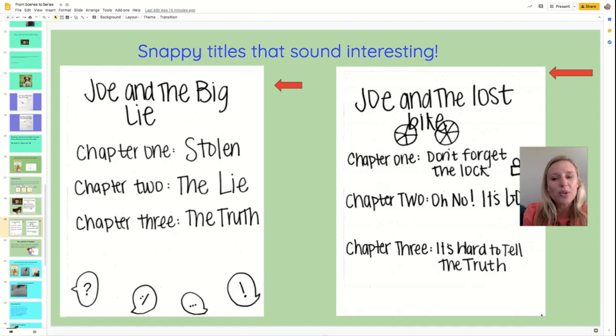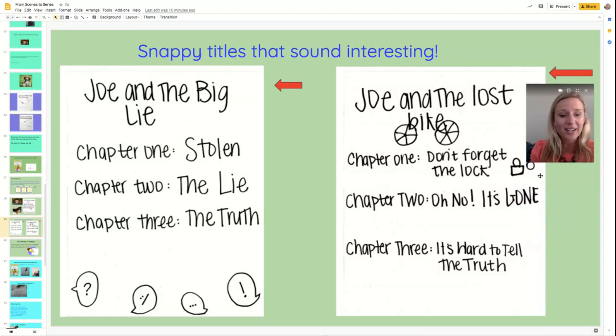So Joe and the Big Lie, here are three different chapters for him. Stolen, his bike gets stolen. The Lie, he was not truthful. And then chapter three, his problem is fixed. He tells the truth. And then we've got Joe and the Lost Bike. Chapter one, Don't Forget the Lock. Chapter two, Oh No, It's Gone. Chapter three, It's Hard to Tell the Truth. So this is where you can play around with different titles for your chapters as you are writing your book. What do you think makes most sense?